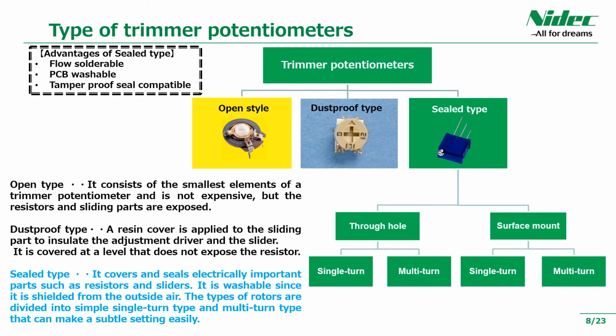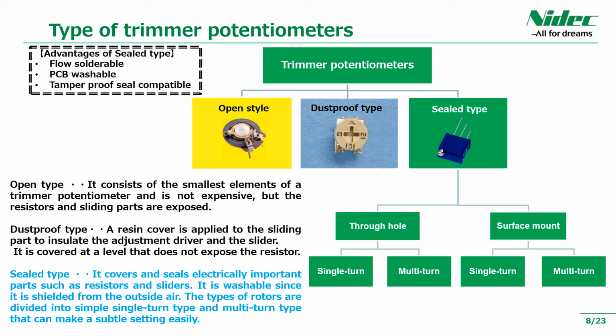Semi-fixed resistors are called trimmer potentiometers and are commonly known as trimmers. There are three main types of trimmer mechanisms: open, dustproof and sealed type. The open type is small and inexpensive, but it requires careful handling because the sliding parts and resistors are exposed on the current-carrying parts. Second, the dustproof type is a trimmer with a structure in which a resin cover is attached to the slider so it is not exposed.